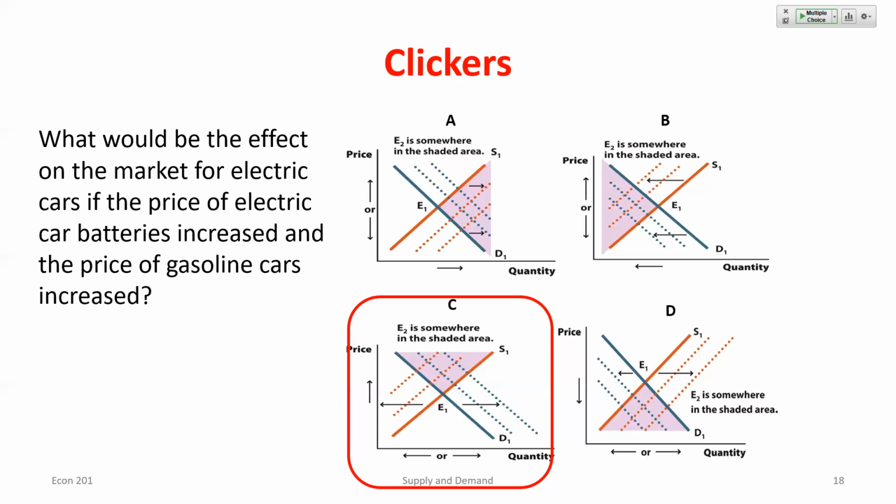So notice here, demand decrease, supply increase. Well, supply increases are going to push me to be in this range. Demand decreases are going to push me to be in this range. And so the overlap of those ranges is where that shaded area would be.